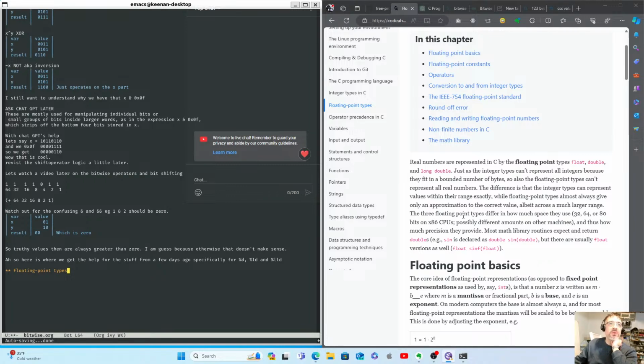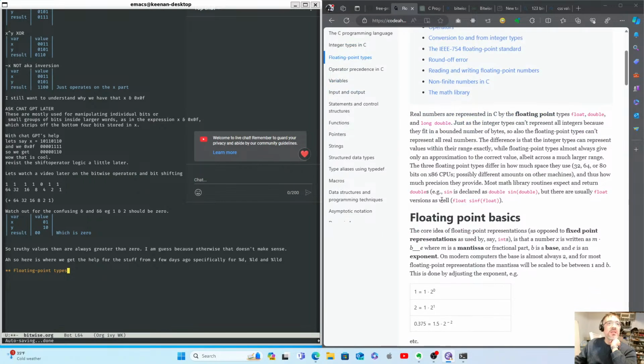The three floating point types differ in how much space they use: 32, 64, or 80 bits on x86 CPUs, possibly different amounts on other machines, and thus how much precision they provide. Most math library routines expect and return doubles. Sine is declared as double sin(double), but there are usually float versions as well: float sinf(float).